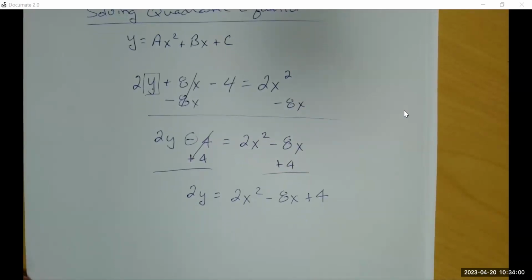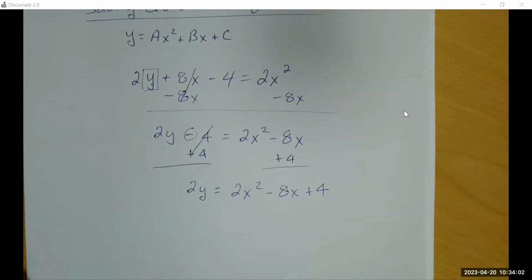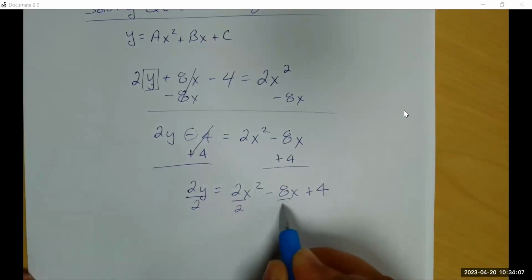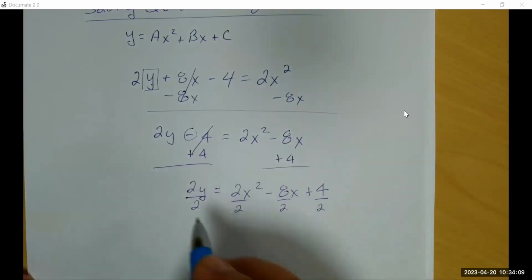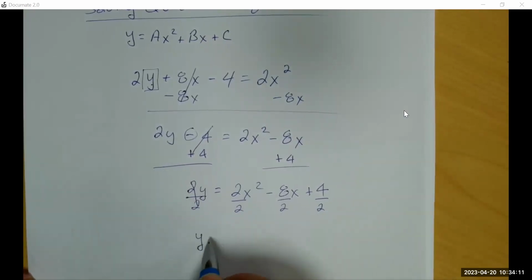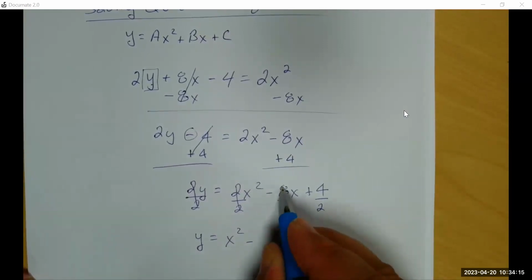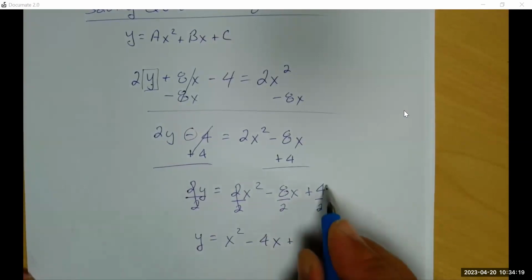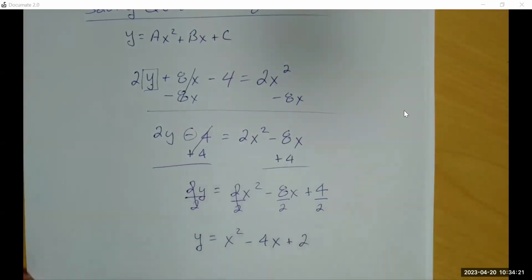And then one more step. Since these are multiplied, divide each term separately by 2. So we get x squared, 8 divided by 2 is 4x, 4 divided by 2 is 2.